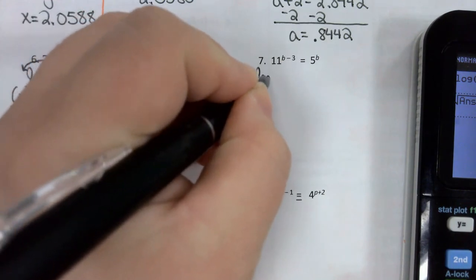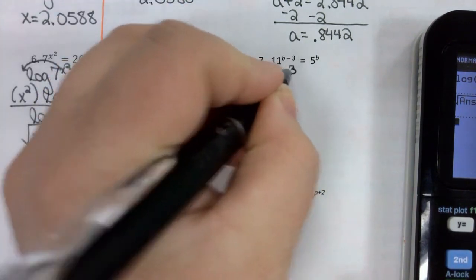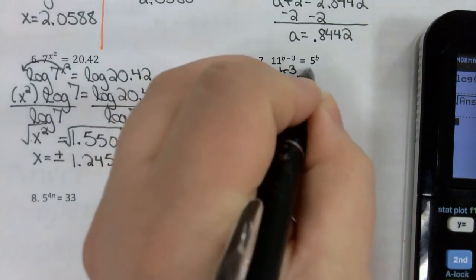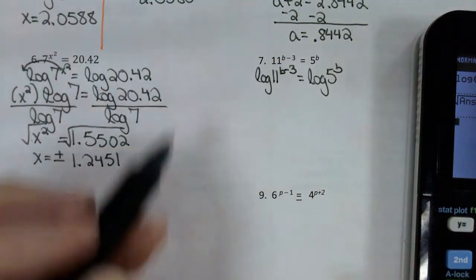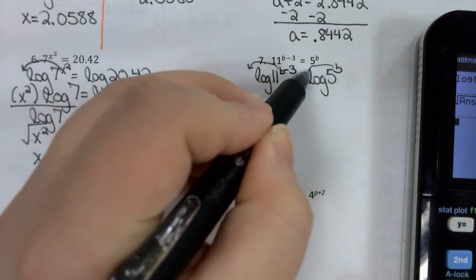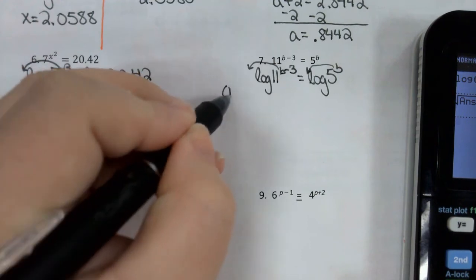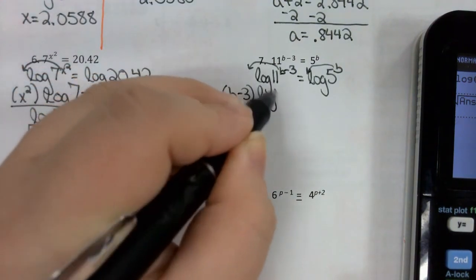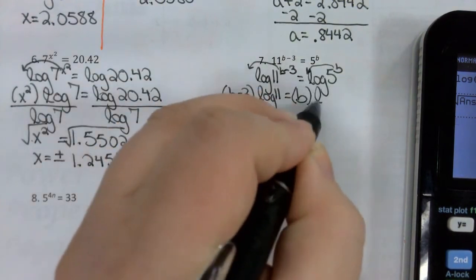We're going to take the log of both sides first. So log of 11 to the b minus 3 equals log of 5 to the b. And our exponent is going to move to the front on both sides this time. So I have b minus 3 times log of 11 equals b times log of 5.